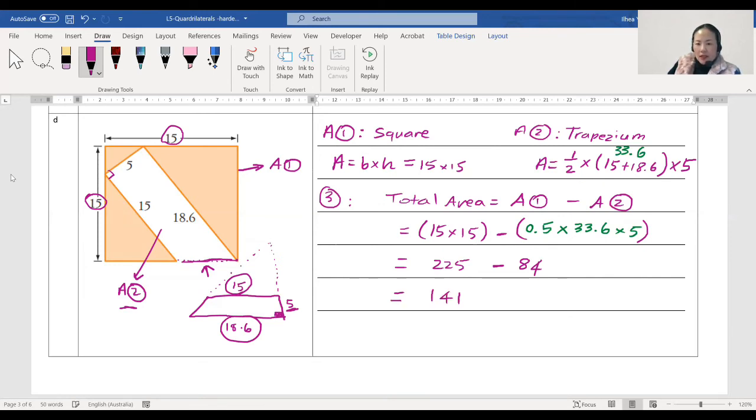I don't have any units here, like normal basic units of centimeters or meters or millimeters. So I'm just going to write it units squared. But we can write it simply u squared. Okay, so 141 square units.